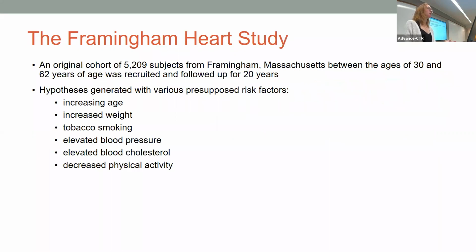The Framingham Heart Study had an original cohort of about 5,200 subjects from Framingham, Massachusetts. They were between the ages of 30 and 62, and they were recruited and then followed for 20 years. That was their initial study design. They generated many hypotheses about risk factors they thought contributed to heart disease, including age, weight, smoking, blood pressure, cholesterol, and a lack of physical activity.